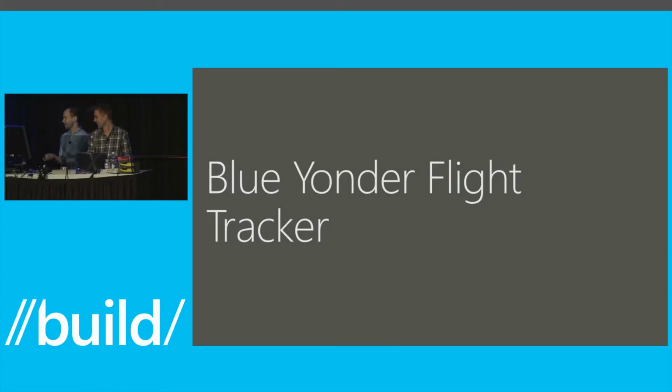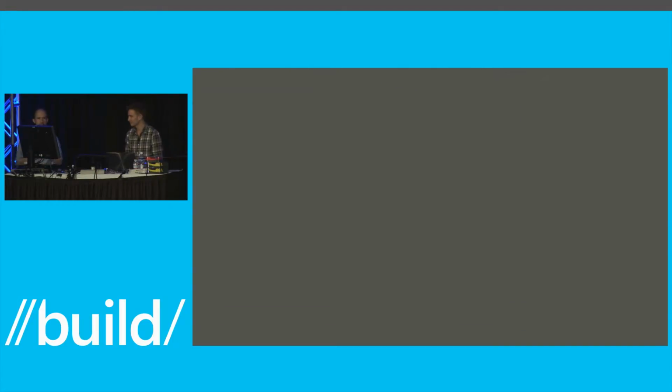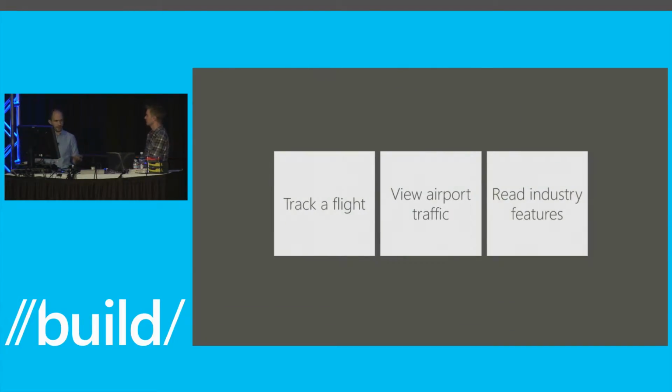We're going to talk about a made-up app that we've created called the Blue Yonder Flight Tracker. For those of you who came to our UX panel session earlier in the day, we talked about how the best apps are the apps that do a few things well. So we've picked some really simple scenarios for our Blue Yonder Flight Tracker. It's a simple app that will track a number of flights, view the airport traffic around a given airport, and read industry features such as what's going on in the airline business and that kind of stuff.